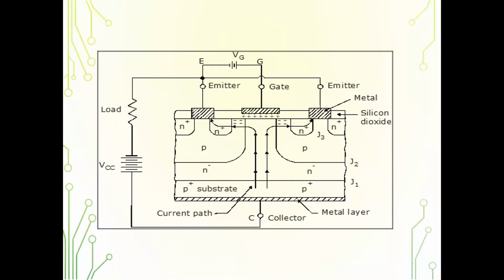What is meant by IGBT? IGBT is insulated gate bipolar transistor. This particular semiconductor device has the advantages of both BJTs as well as MOSFETs. So the features of this power IGBT are: it has high input impedance like a MOSFET. It has low on-state conduction losses like BJT, and it is a voltage control device similar to the MOSFET.